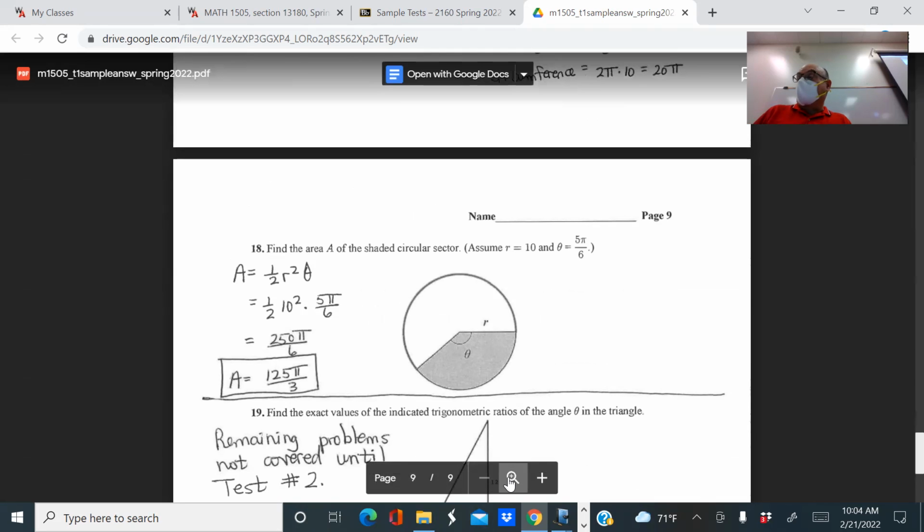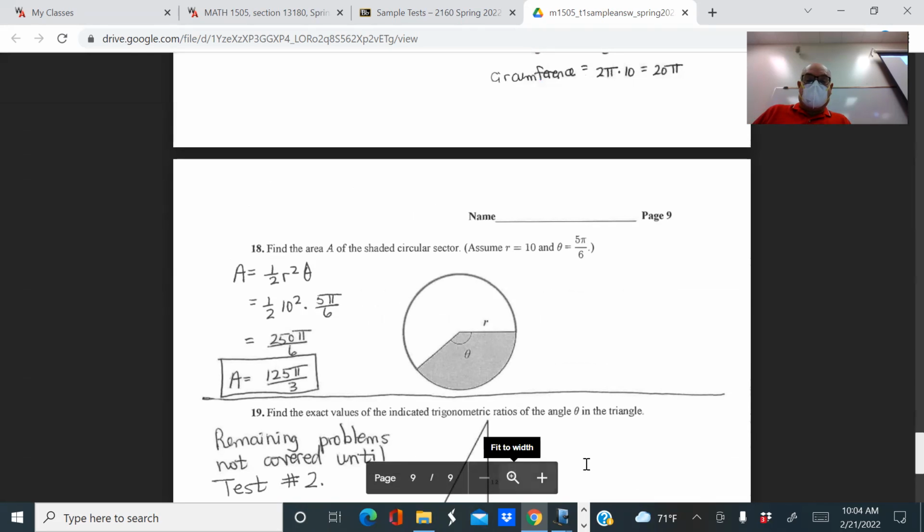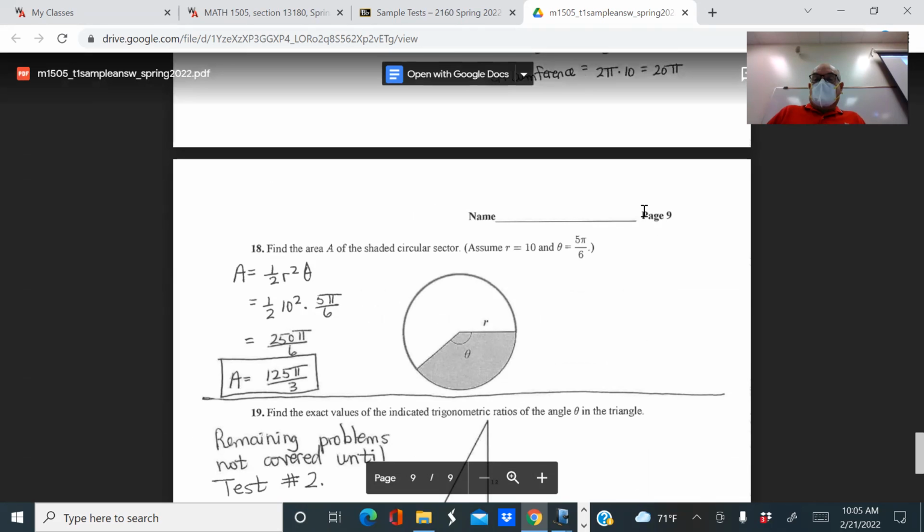So there are several other problems on the sample test which cover trigonometry, but that's not going to be on test number 1. So we'll save those for the next sample test and for test number 2, right? So when you get to page 9 there, that's really it for what's going to be on test number 1. So if you're wondering why I don't have all the sample test answers there, that's it.